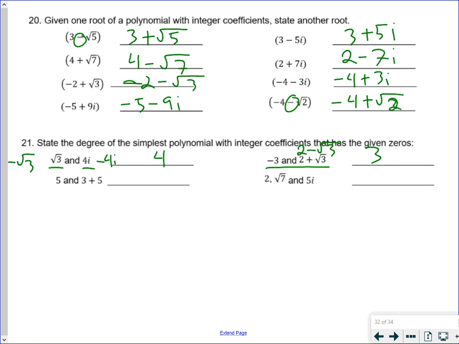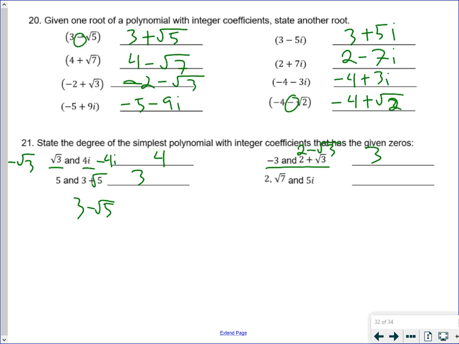Next, we have 3 plus root 5. I think it was a little typo, so let's go with this one right here. If you have 3 plus root 5, we also have to have 3 minus root 5. Okay? So in this case, we'll have a degree of 2.